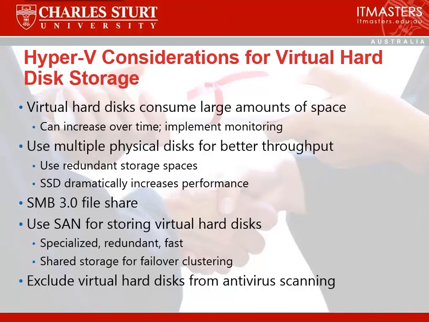Don't forget, virtual hard disks consume large amounts of space. You notice by default it is 127 gig. Yes, you can make it smaller. Yes, you can make it a different size. And yes, even though it says 127 gig, it's not really used, it's reserved space. But keep in mind, disks are going to be used in a large amount. If you have multiple physical disks, you will have better throughput. So it's always good to have clustering or redundant storage space.